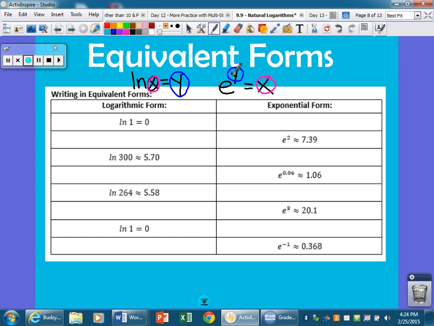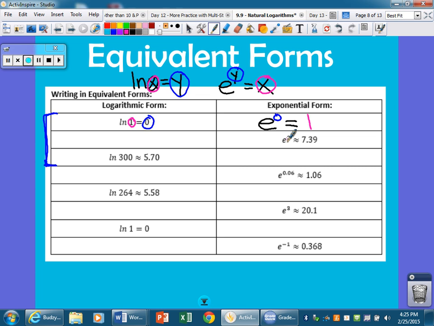I'll do the first three for you. Right now we have ln of 1 equals 0. So 1 is my x, and y is my 0. So I'm going to have e to the 0 equals my x, but in this case it's 1. All I'm doing is changing forms. Nothing solving, nothing changing.